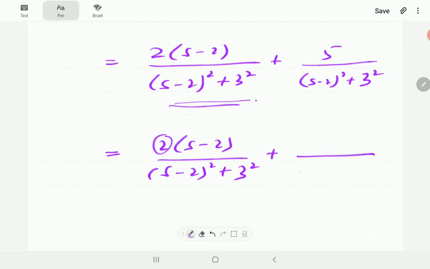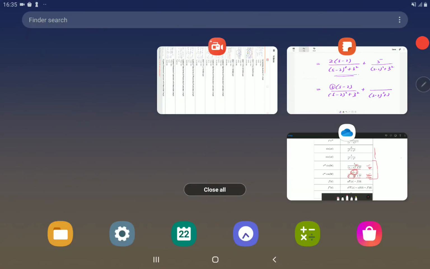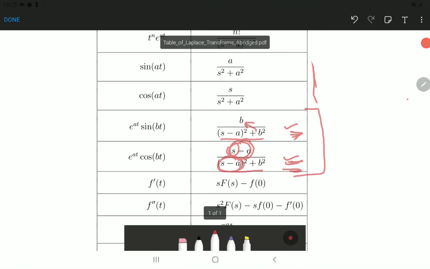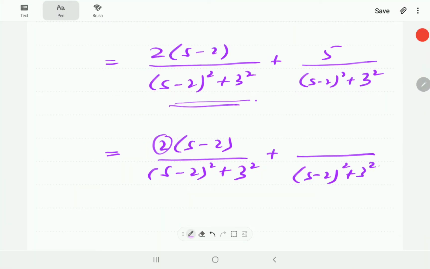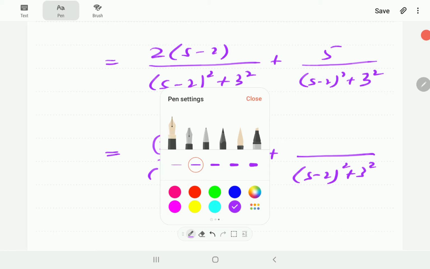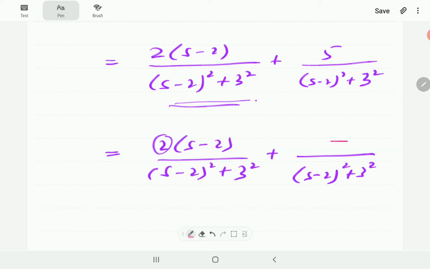This one though, according to that table, we need a 3 in that numerator, because notice we have b squared here and b there. So in our example, b squared is 3 squared. So we need a 3 in the numerator. So I'm going to write 3 here.